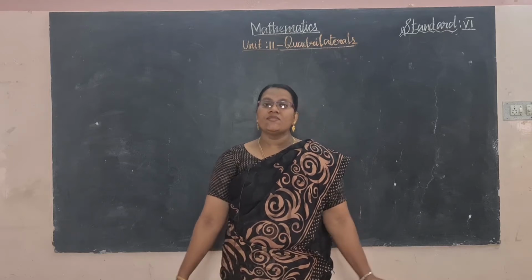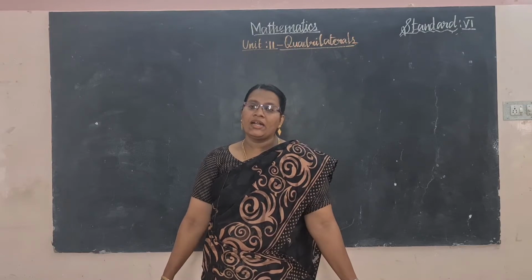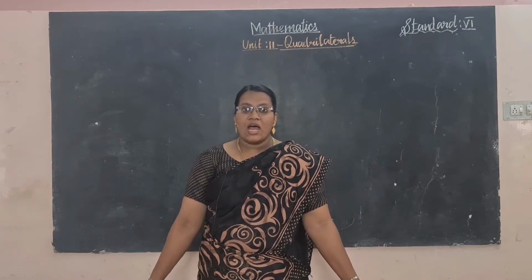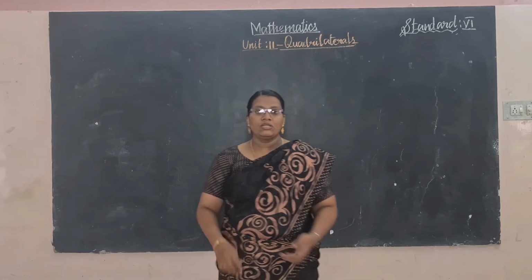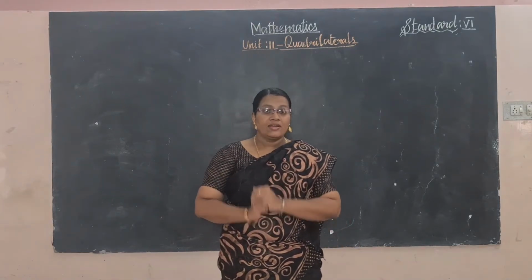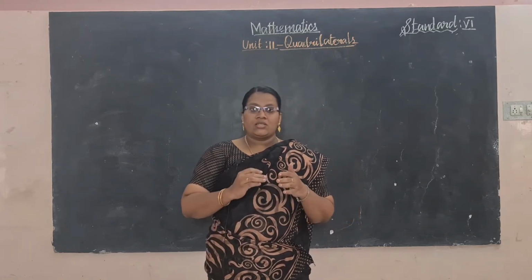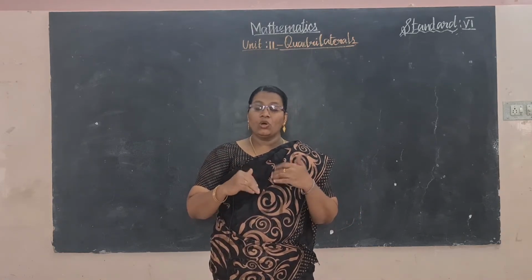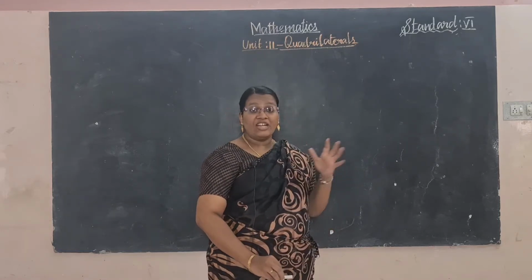In the previous class we learned about the altitude of the triangle and the median of the triangle, and the related exercise problems we have completed. I hope you all understood that concept. What is the meaning of altitude of the triangle? The perpendicular from the vertex of the triangle to the opposite side. That is called the altitude. Altitude means the height of the triangle.